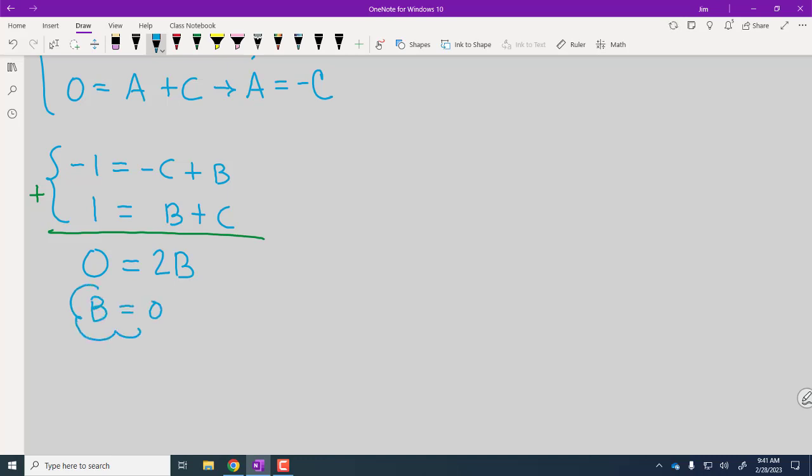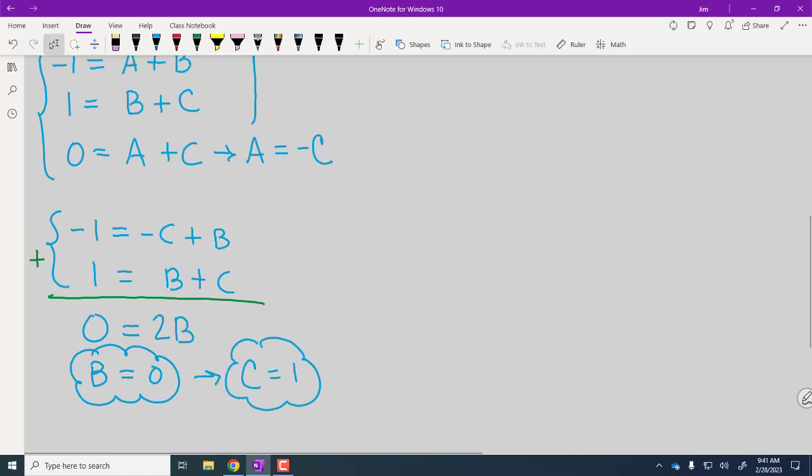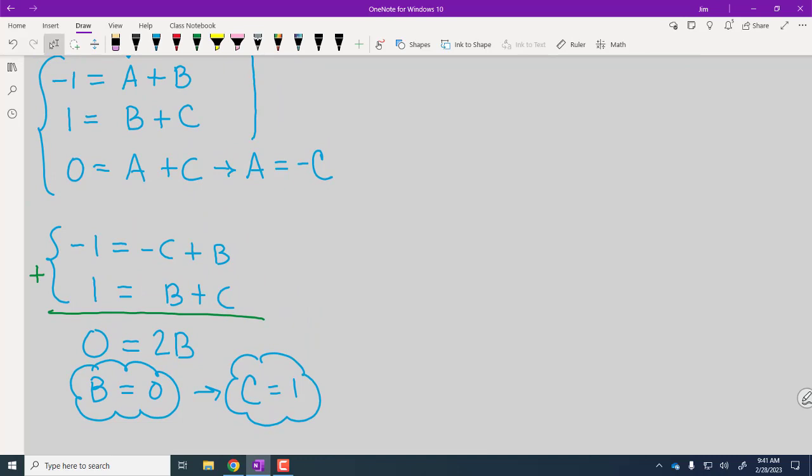So now we have one of our three constants solved for. What does that mean c has to be? 1. We plug it back into either equation, it does not matter. So this is going to tell us that c is 1. And then to get the other letter, a, we can come right here. A is equal to minus c. So that tells us that a is going to be negative 1. So now we have all three of our coefficients.